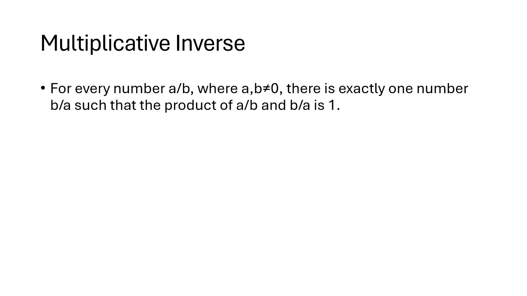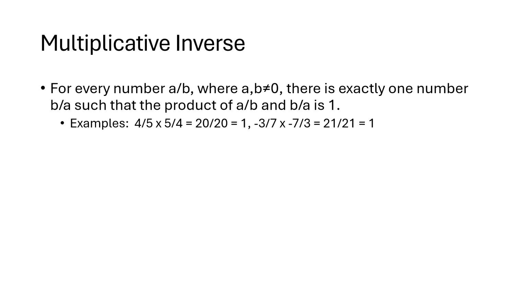Multiplicative inverse. For every number A over B, where A and B are not equal to 0, there is exactly one number, B over A, such that the product of A over B and B over A is equal to 1.